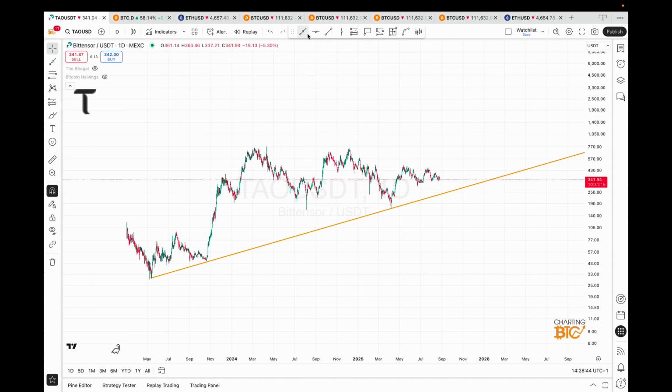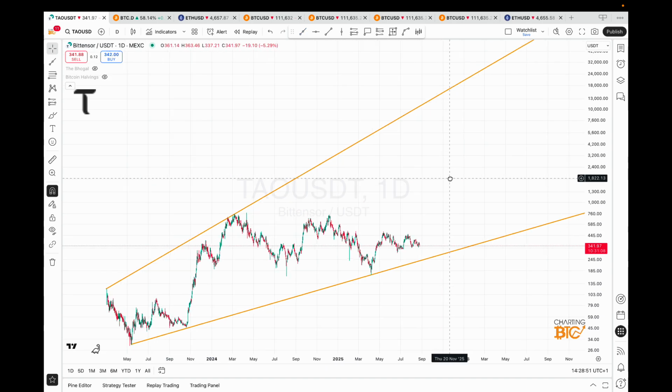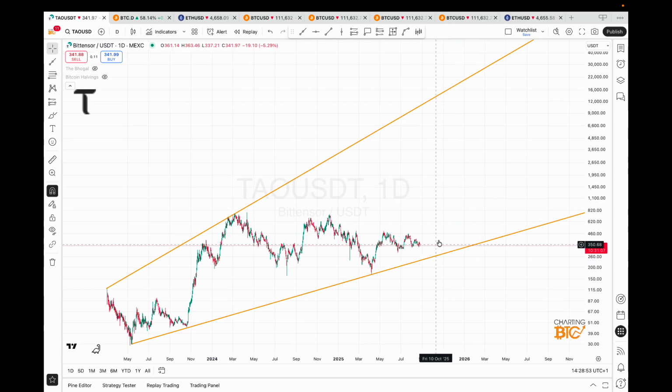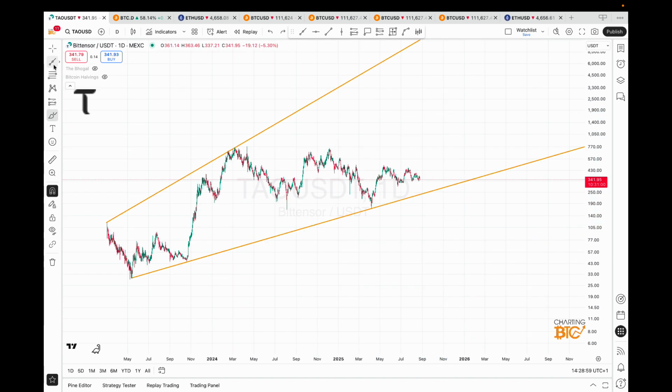Now next we're going to connect the tops. Now it's very unlikely, I mean it could do, but it's very unlikely that the price is just going to go up like that, but we're just taking it line by line.